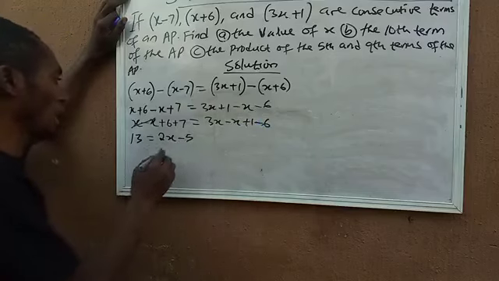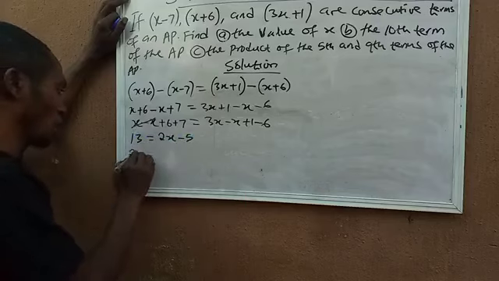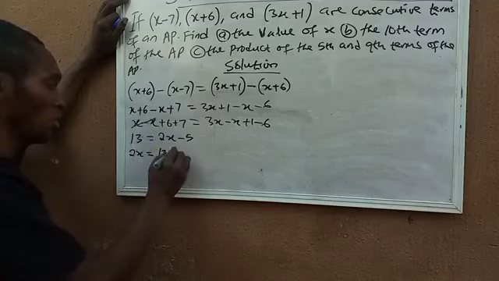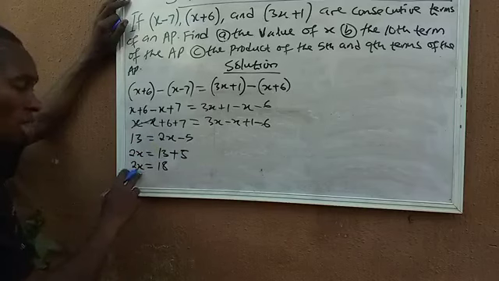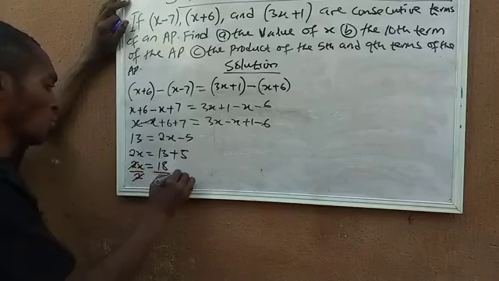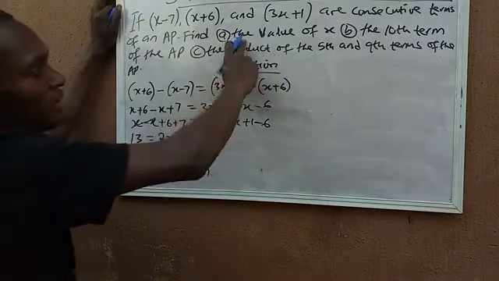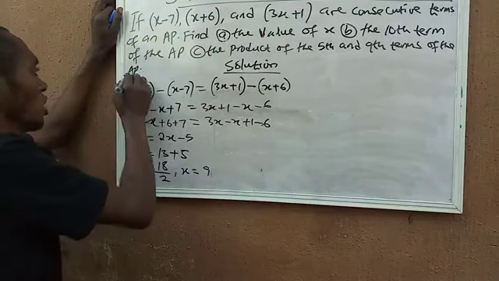What we do here now is collect like terms. The like terms here are 13 and 5. So 2x equals 13, and the 5 crosses the sign of equality and becomes plus 5. So 2x equals 13 plus 5, which is 18. You divide both sides by 2, the coefficient of x, the number attached to the letter you are looking for. So we have 2 and 2, this cancels this, and x is equal to 18 divided by 2, which is 9. So we have answered A: the value of x is 9. We can call this solution A.